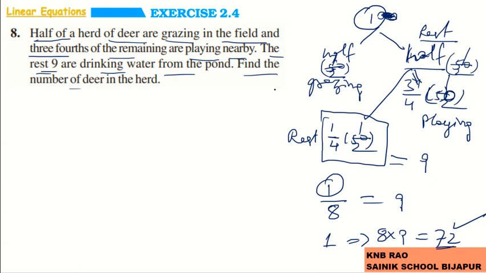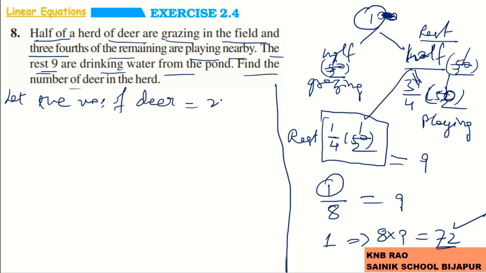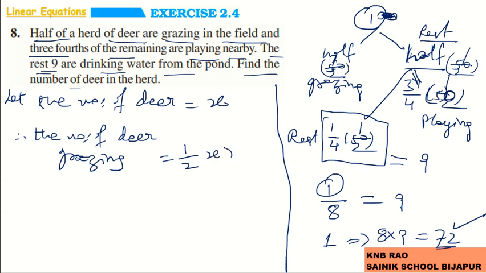But how to do it procedurally? That is what the question asks. So we will do assumption. Let the number of deer be x. Therefore, the number of deer grazing is half of x.